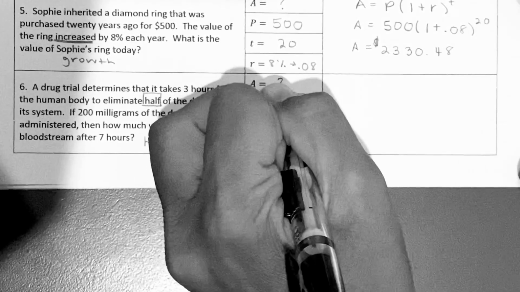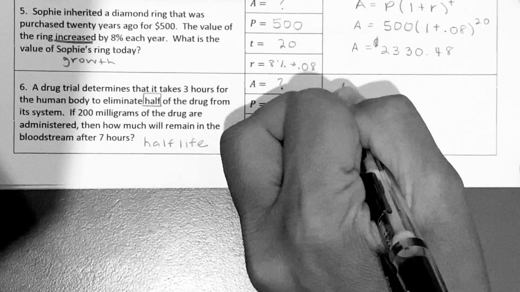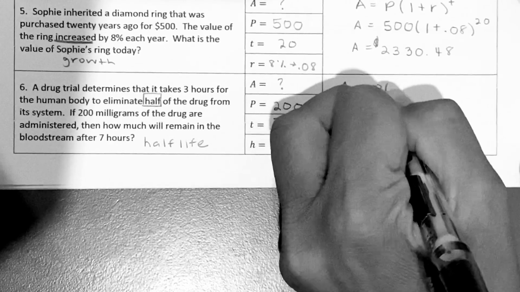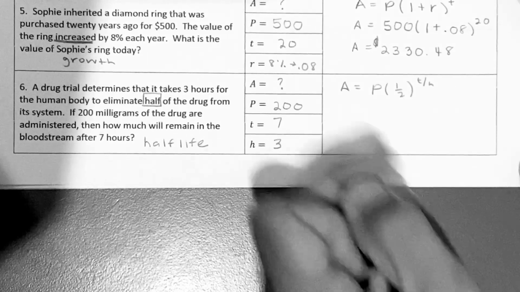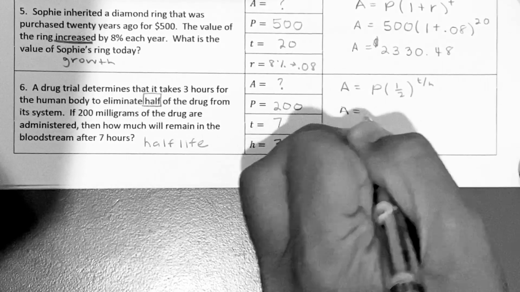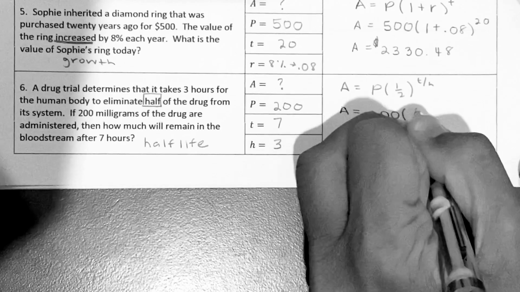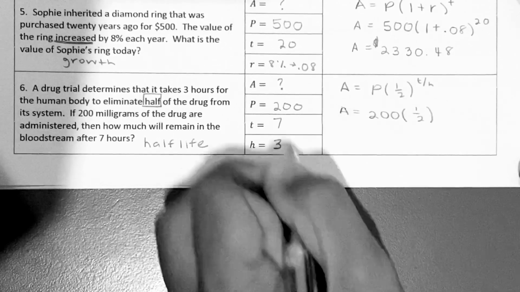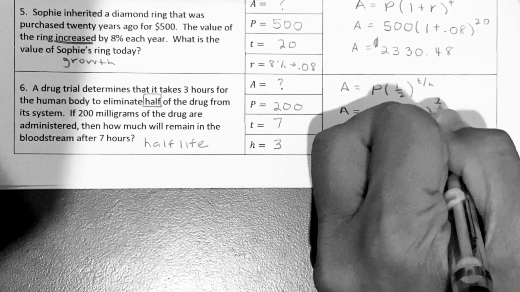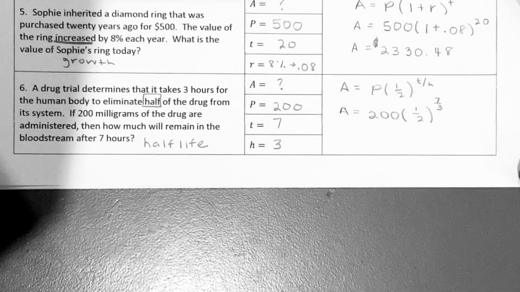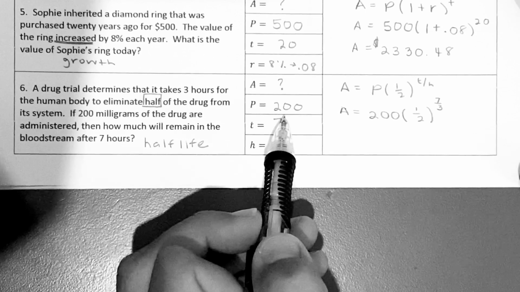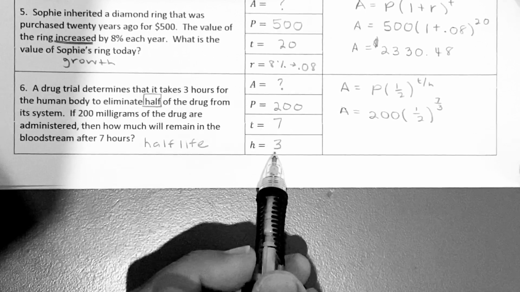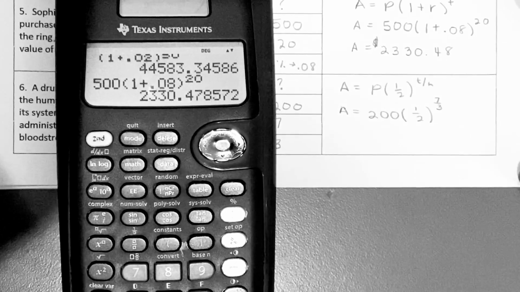And we'll be solving for our A, the amount at the end. So A equals P times 1/2 to the T over H. So plugging our values in, A equals 200, 1/2, T is 7 over 3. So after 3 hours, you would assume that there would be 100. After 6 hours, you would assume that there would be 50. I'm just cutting it in half each time.